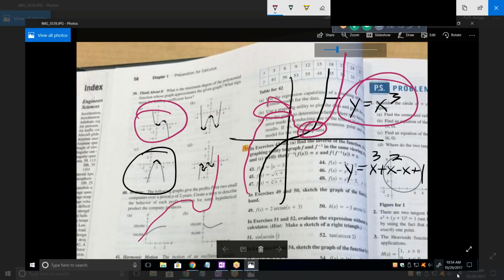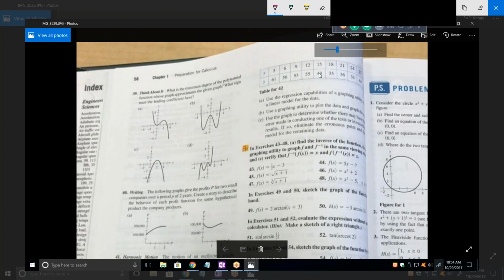So their question was, what is the minimum degree of polynomial? And we answered it. And then what about the second part of that question where it says, what sign must the leading coefficient have? Let's talk about that. That has to do with end behavior. If it's going down, it has to be negative. If it's going up, it has to be positive.